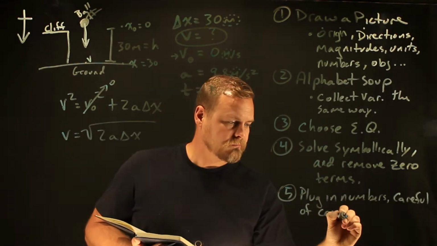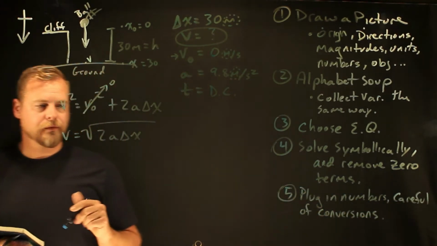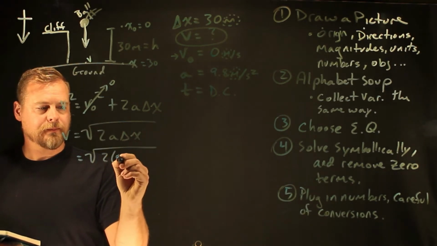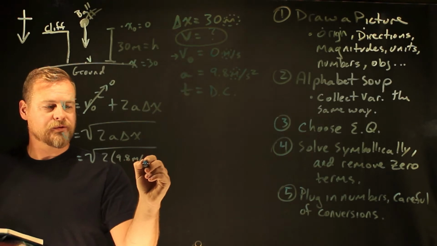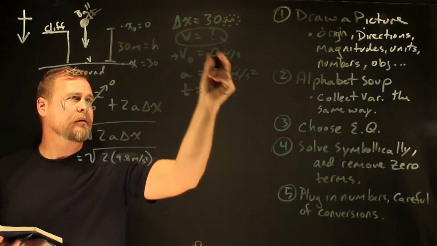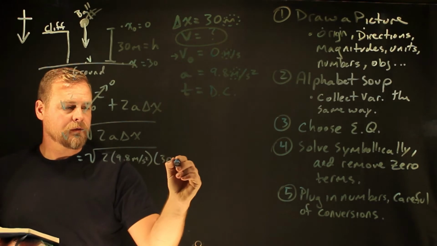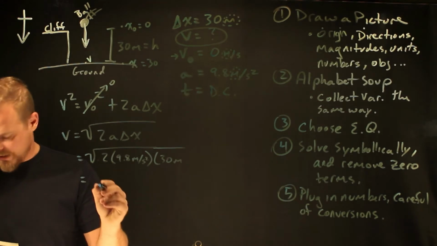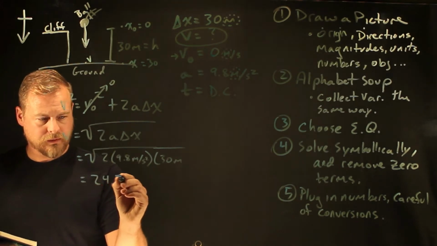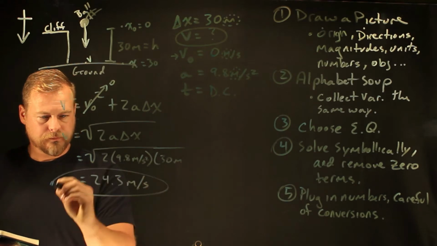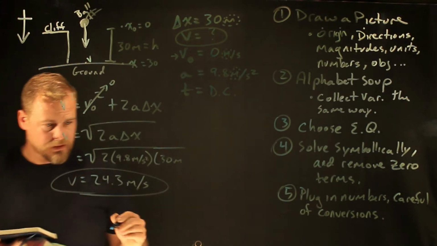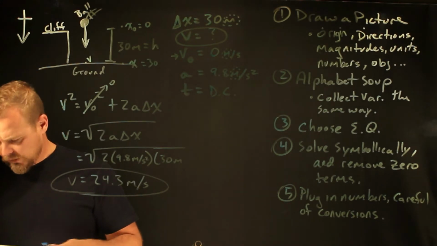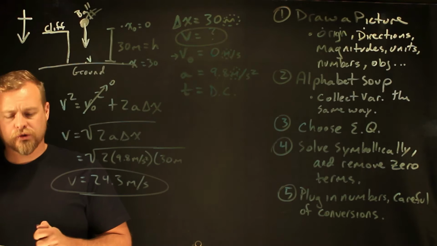Number 5, plug in numbers, be careful of conversions. Okay, so 9.8 meters per second squared and 30 meters. When I do that math, I get 24.3 meters per second, which is my final velocity. Check my units, meters per second is a velocity. That all makes sense.